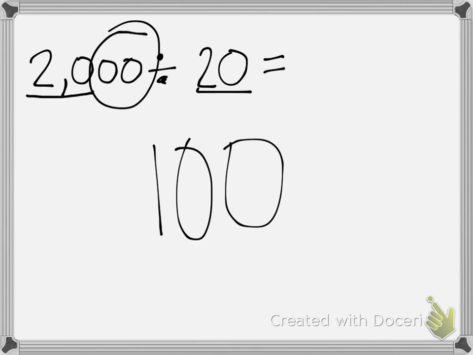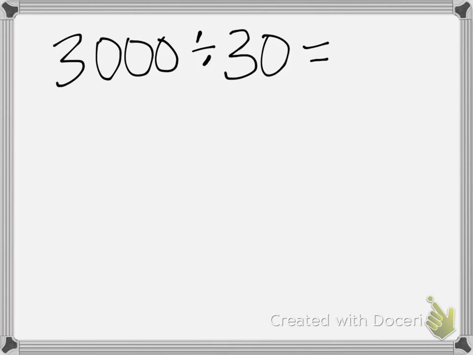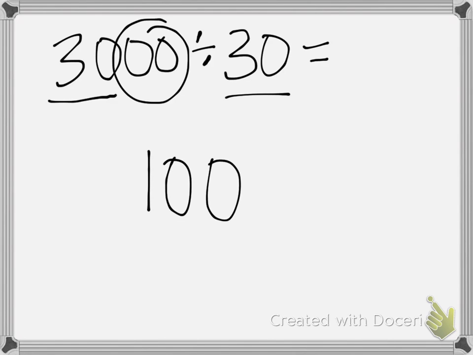So another one that we can do just like that is 3,000 divided by 30. How many times does 30 go into 30? 1 time. How many zeros do we have left over? 2. So that is one way to do that. That only works if your numbers are ending in zeros.